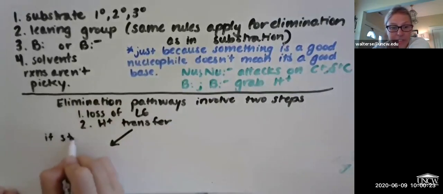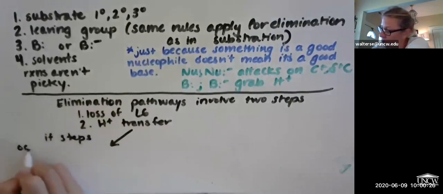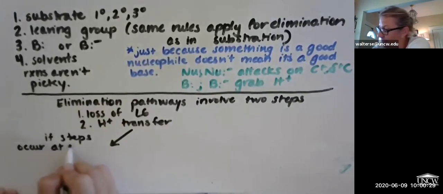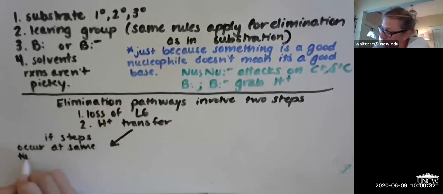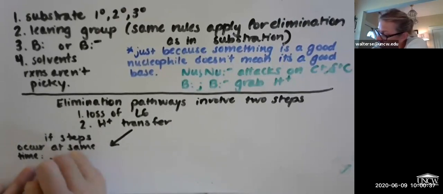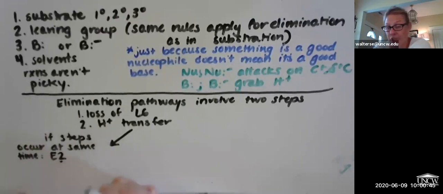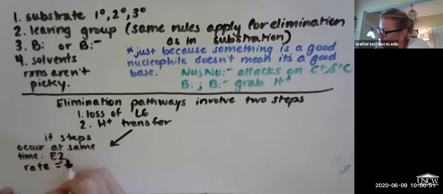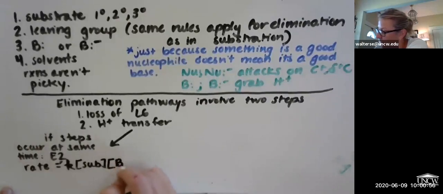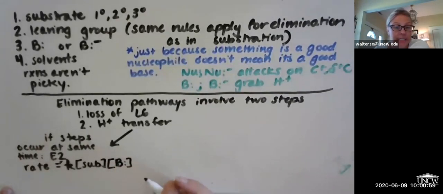If the steps occur at the same time, so in one step, then you're going to need an E2 elimination. So again, this 2 is a kinetic 2, so it's bimolecular. So the rate of this reaction is going to be equal to the rate constant times the concentration of the substrate times the concentration of the base.